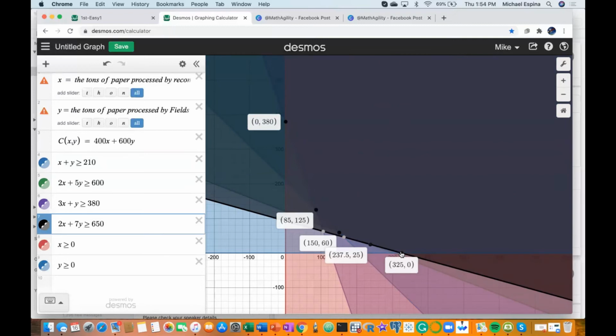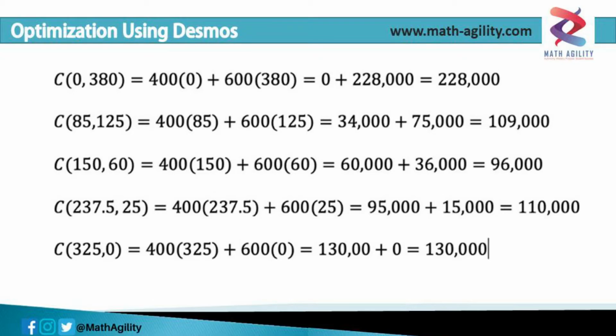If we substitute these pairs in the objective function, we will have the following. C at 0, 380, we have 228,000. And then for C at 85 and 125, we have 109,000. And C at 150 and 60, we have 96,000. And then C at 237.5 and 25, we have 110,000. And for C at 325 and 0, we have 130,000.